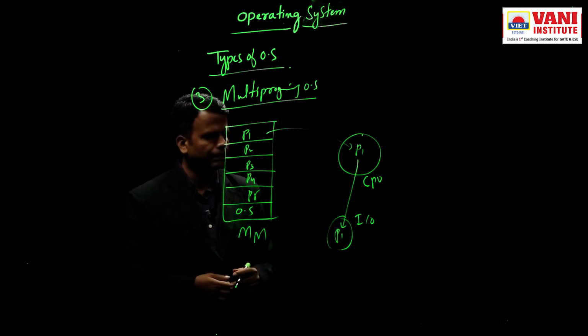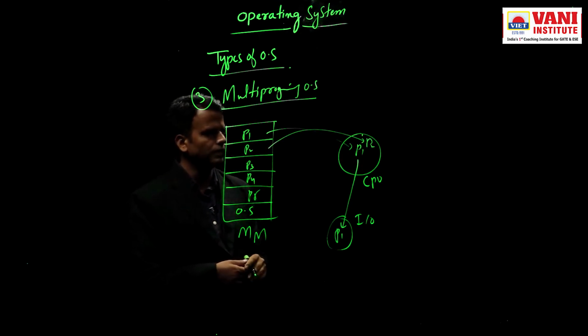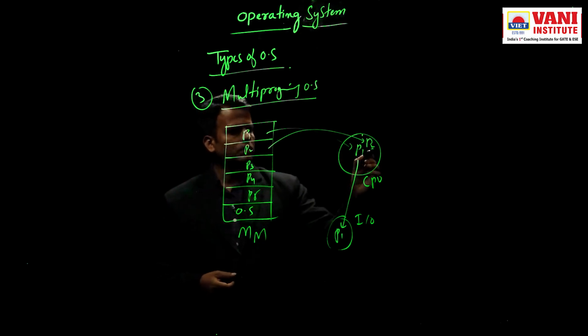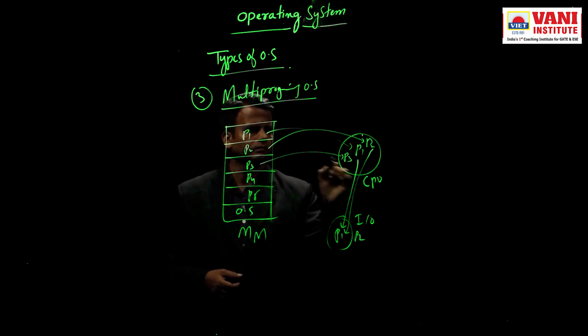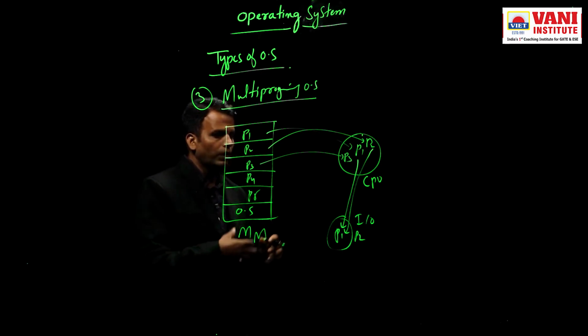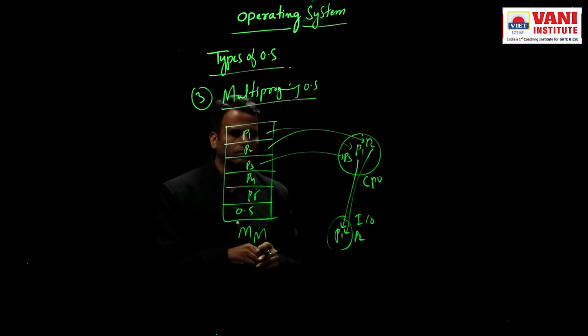Then what will happen? The scheduler will schedule another process, P2, whichever is ready for execution. If P2 is also going for IO, then the scheduler will take another process. In this way, whenever a process is going for IO, the operating system schedules another process on the CPU.